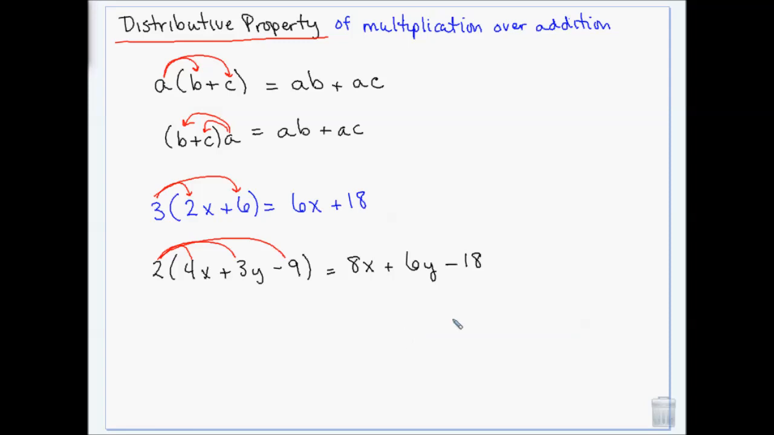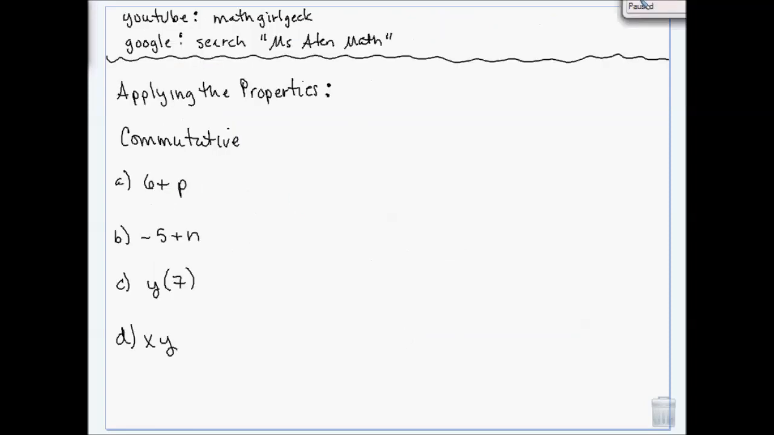So if I want to apply the commutative property, remember the commutative property is the one that changes the orders, like your commute, you just change direction. So this would equal p plus 6. I've applied the commutative property. I could write this as n plus negative 5, or if you like it better, you can write n minus 5. Those are the same thing.